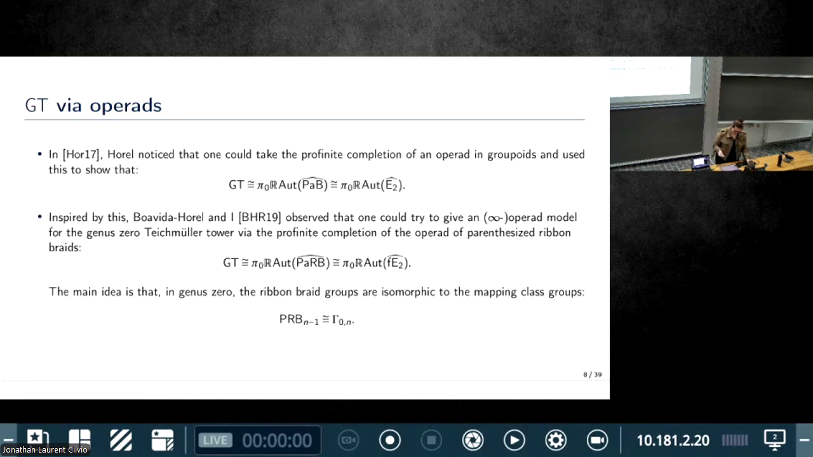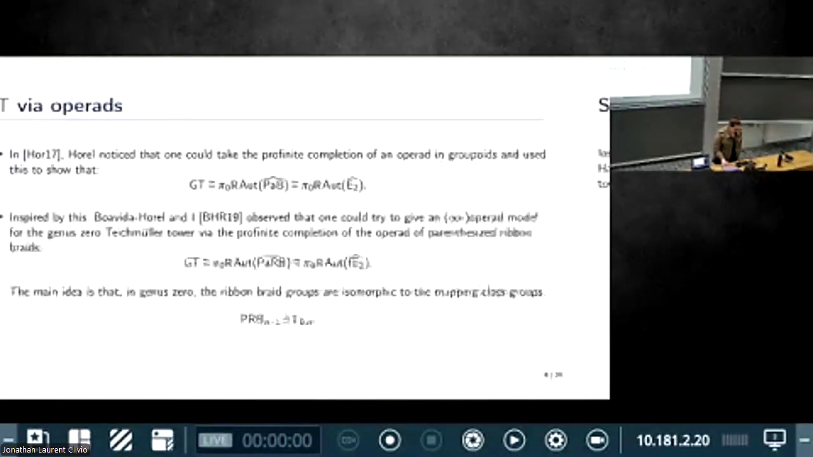Like a waking nightmare. But anyway, this is formally homotopy equivalent to the homotopy automorphisms of the profinite completion. So this infinity operad, which is equivalent to the profinite completion of the framed E2 operad, you could think of its operadic composition as capturing this Teichmüller tower. And then the idea is, well, what about higher genus?